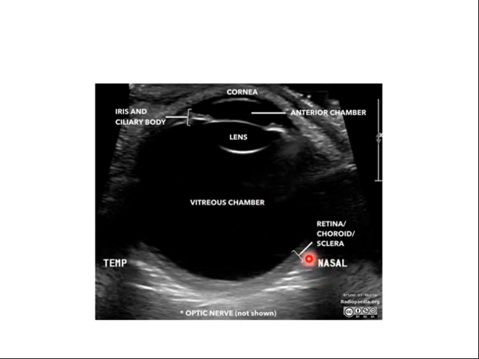And these are the layers of the eye globe. This thin echogenic line is the retina, and the choroid cannot be differentiated, and this isoechoic layer is the sclera. Here is the nasal side, and here is the temporal side, or medial side and lateral side.